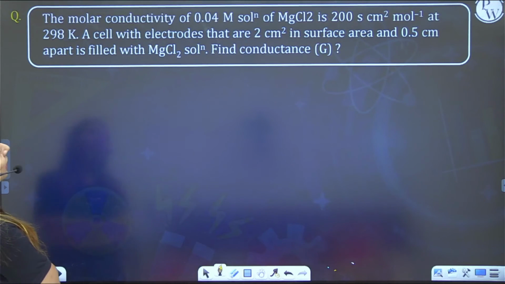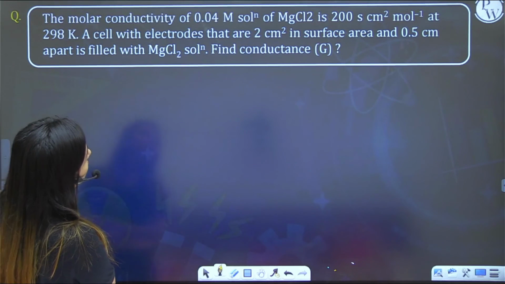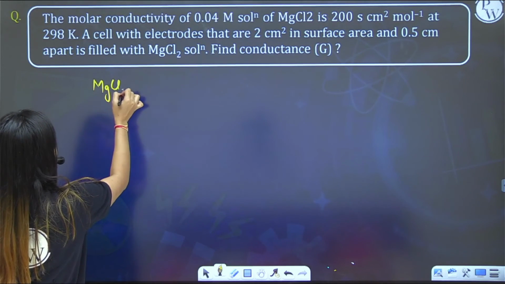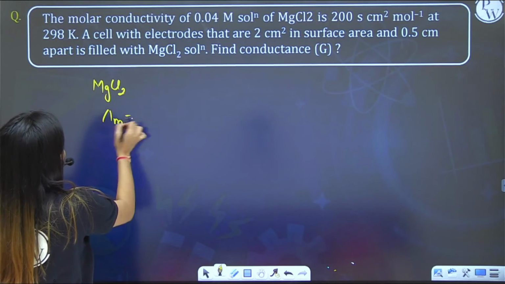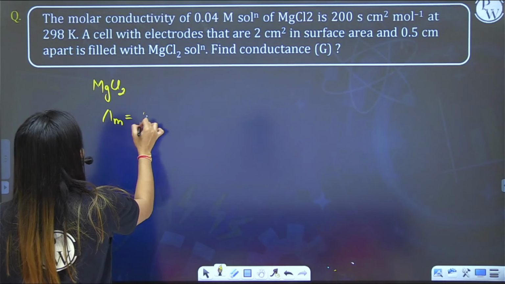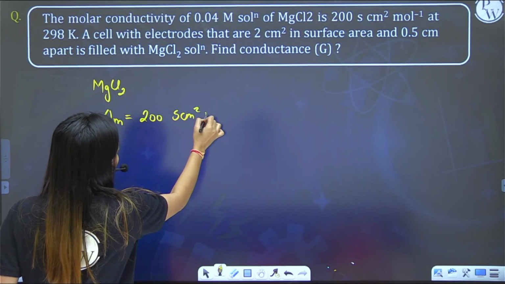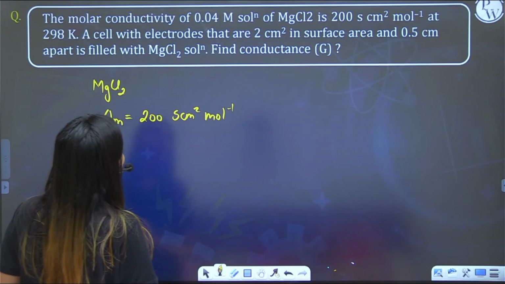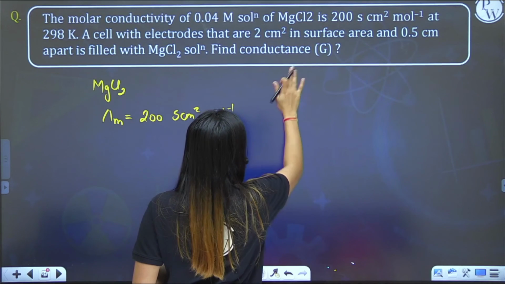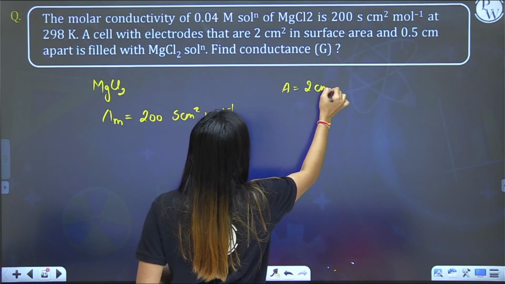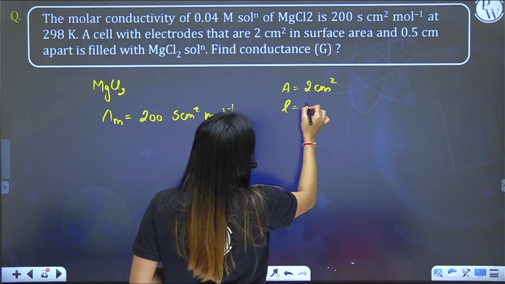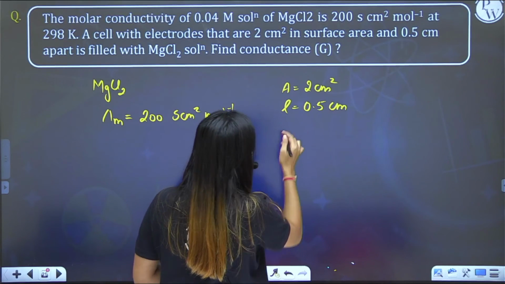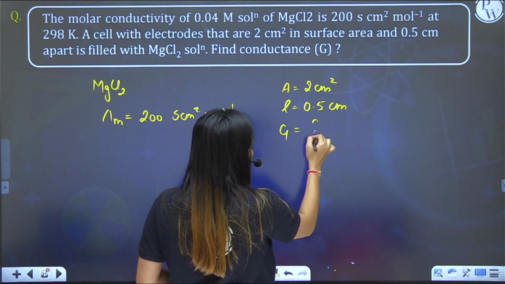The question says the molar conductivity of a 0.054 molar solution of MgCl2 is, you have MgCl2 as electrolyte. First thing. Then you are given the molar conductivity as 200 Siemens centimeter square mole inverse. Then what are you given? At 298 Kelvin, a cell with electrodes that are 2 centimeter square. So area of cross-section is given to be 2 centimeters square in surface area, and the distance between the electrodes is 0.5 centimeter apart, is filled with MgCl2 solution. Find the conductance. So you have to calculate the G.